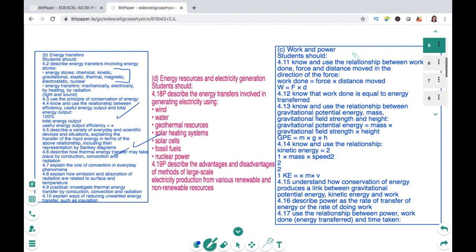In work and power, we'll be looking over the formula for work done, the gravitational potential energy, kinetic energy, the law of conservation of energy, and in the end, we'll be looking over the energy resources, and we'll be looking over both renewable and non-renewable resources with their advantages and disadvantages.